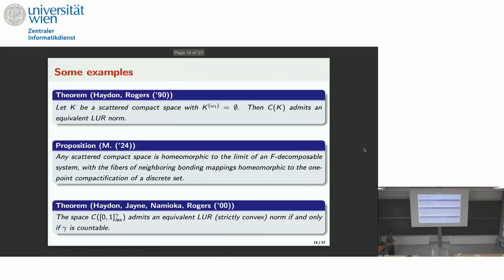Another example, Haydon, Jayne, Namioka, and Rogers: the lexicographic cube, which is like the canonical example of a Fedorchuk compact, admits an equivalent LUR norm if and only if gamma is a countable ordinal. So the natural question is, does this hold in general for Fedorchuk compacta of countable spectral height? Again, here we have a counterexample whenever gamma is omega 1.